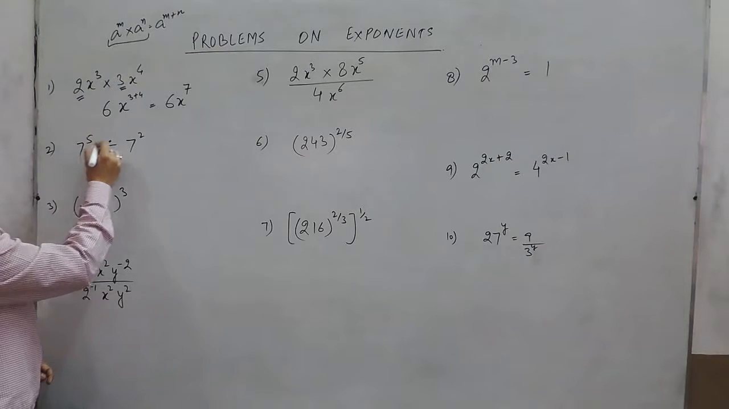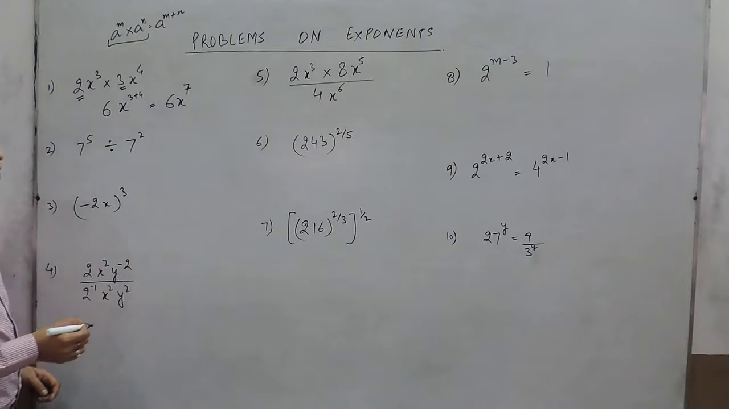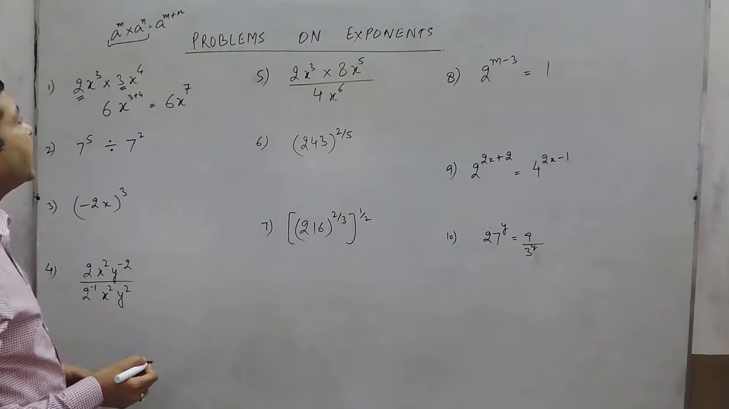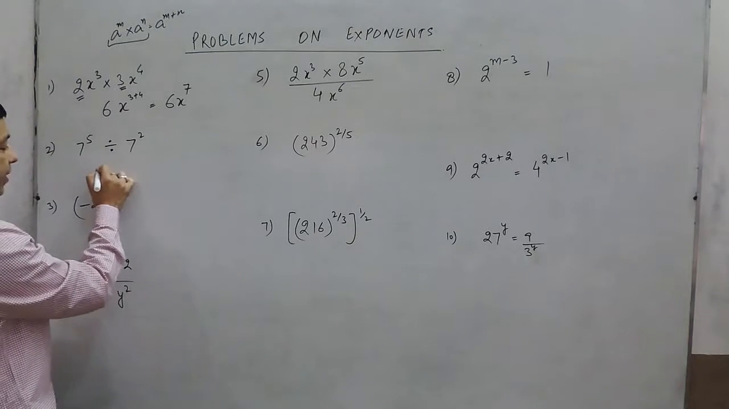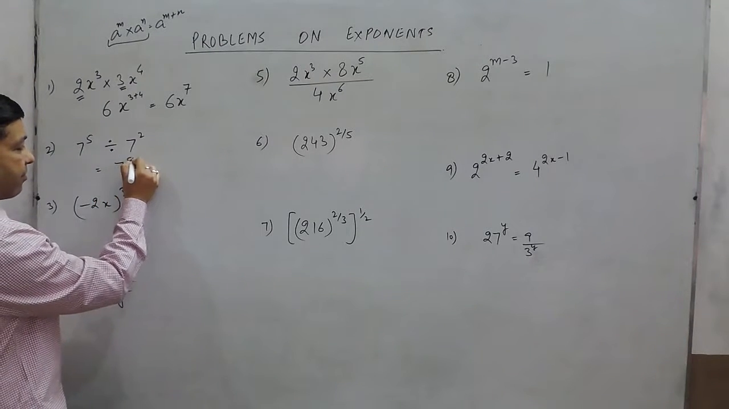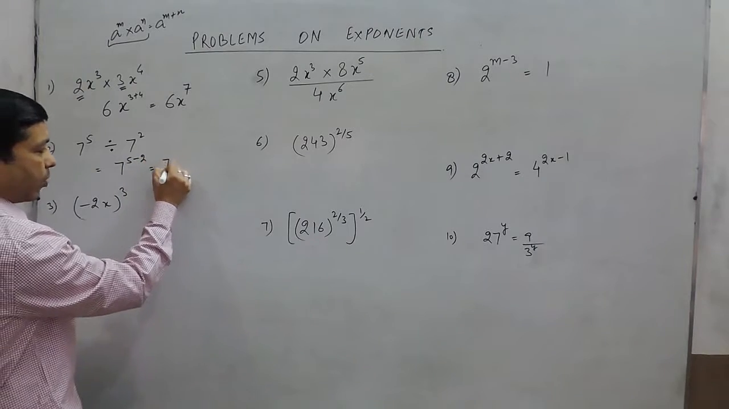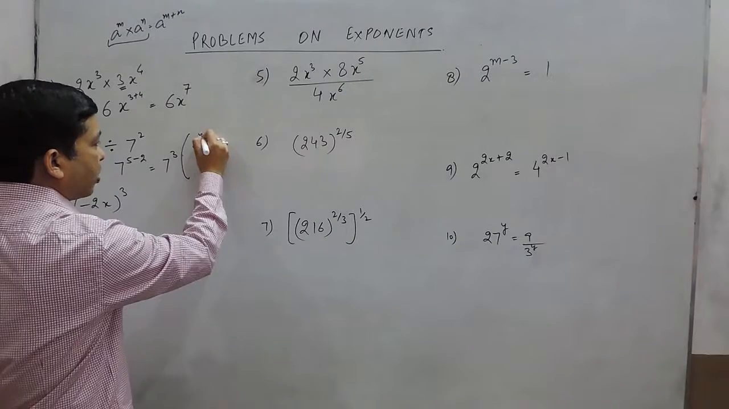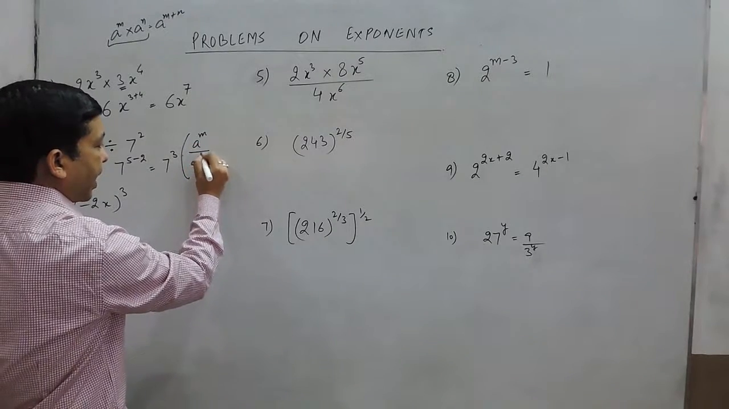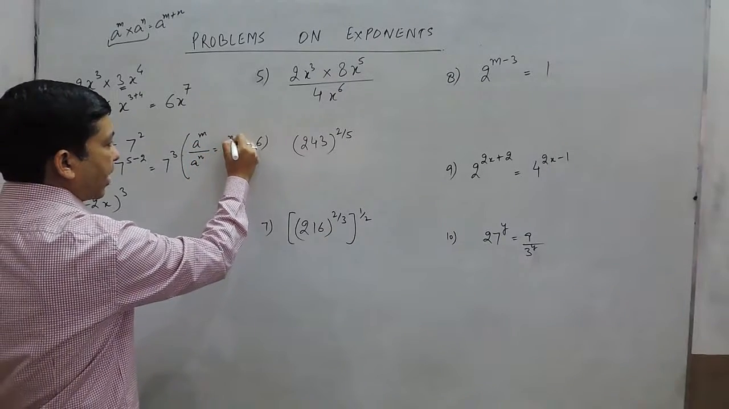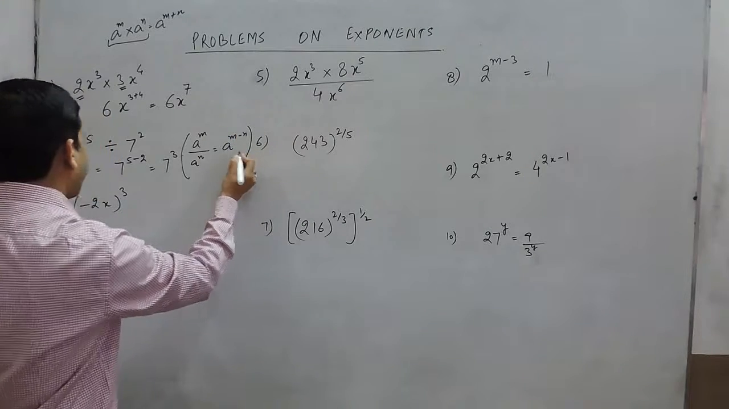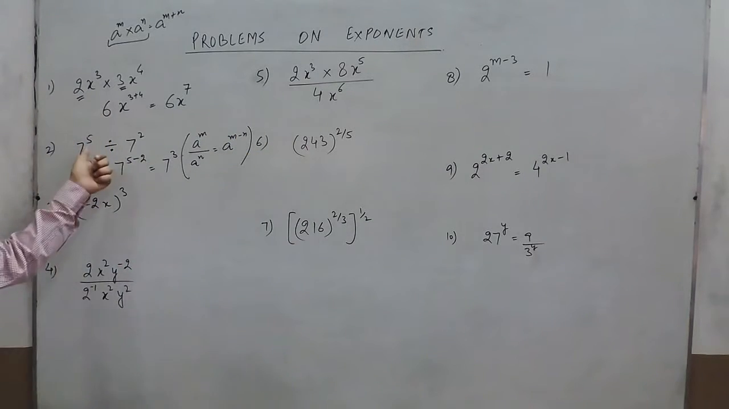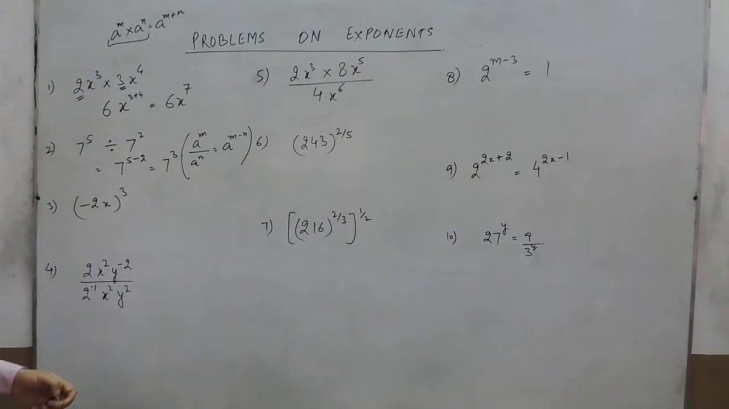Now if we are talking about the division sign in between, we know that the power has to be subtracted. So here we can say 7 to the power 5 minus 2, which will come out to be 7 cube. As the formula goes that a to the power m upon a to the power n is equal to a to the power m minus n. So by this we can easily subtract the powers and it comes out to be 7 to the power 3.